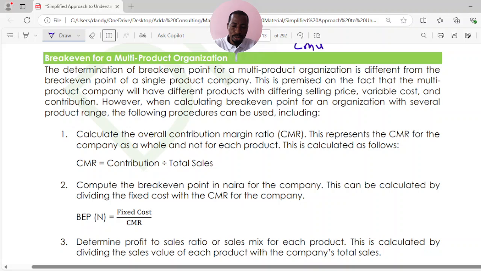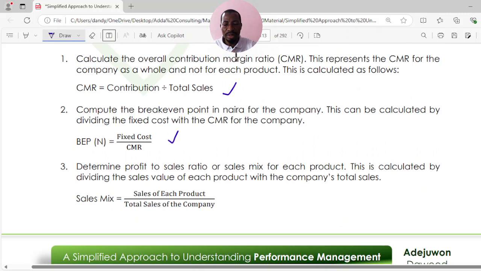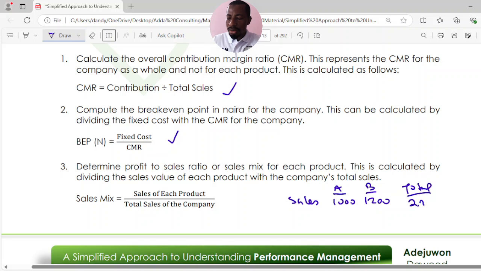Then in step 3, you are supposed to calculate sales mix. You are supposed to determine sales mix for each of the products. The sales mix is computed by dividing the sales value of each product by the company's total sales value. Say for example, you have product A, you also have product B. You are given sales of product A to be 1,000. Sales of product B is 1,200. So total sales now for the organization is 2,200.